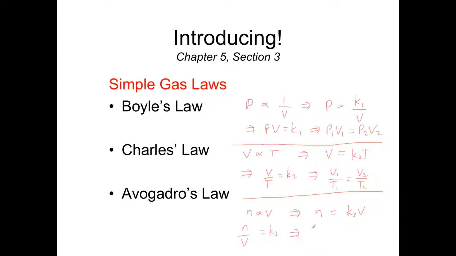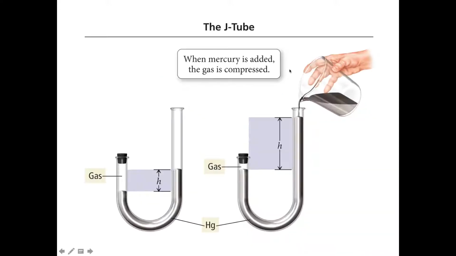And if that's true, we could say the moles in some initial situation over the volume in some initial situation is equal to another situation where we've got a different number of moles and a different volume. So this is Boyle's Law, this is Charles' Law, and this is Avogadro's Law. And let's develop those now individually.